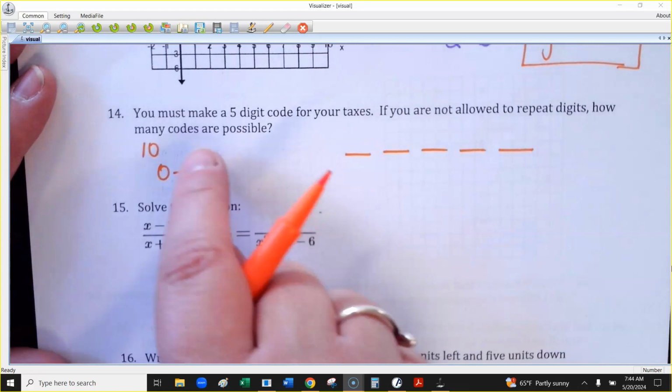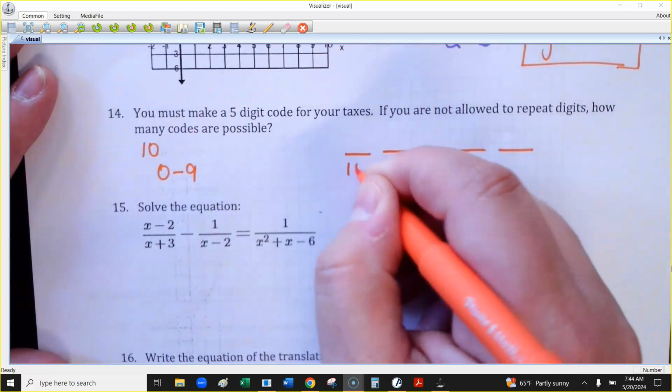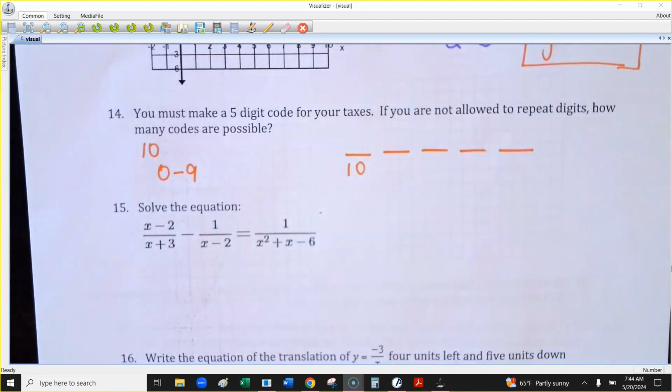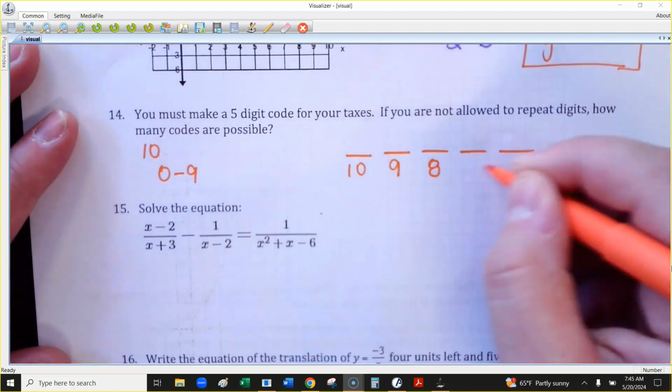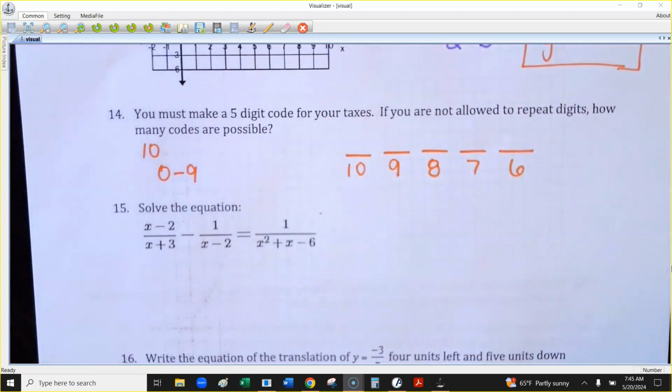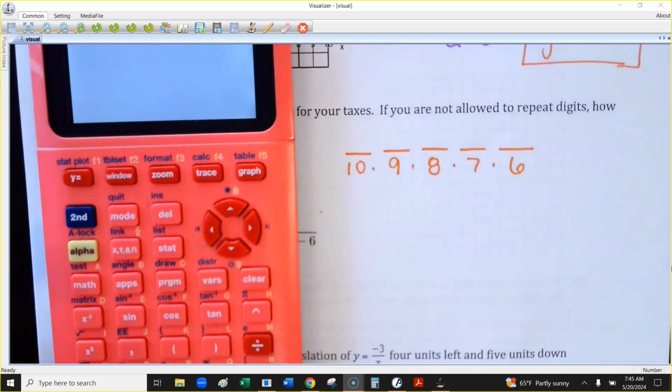Now, let's see. You're not allowed to repeat. So for the first one, I would have all 10 digits to pick from. If I can't repeat whatever number I just used, how many choices would we have for the second one? 9. And then it just keeps going down. So you've used another digit, then you'd only have 8, then you'd have 7, then you'd have 6. What do you do with those numbers? Add, subtract, multiply. Yep, you're going to multiply. Just multiply for each one, because it gives you a bunch of different options here.